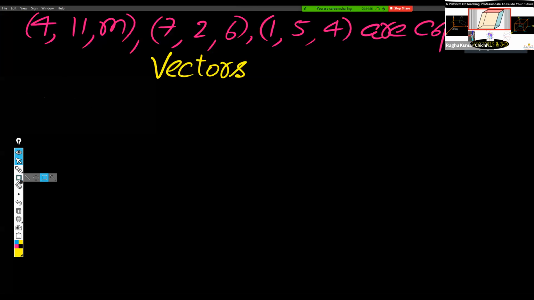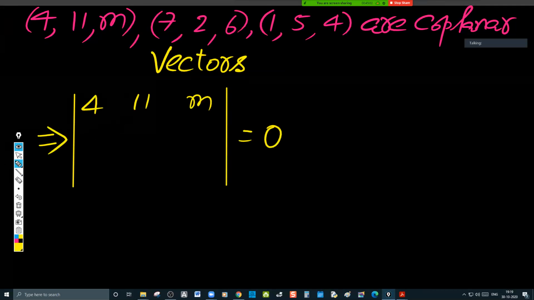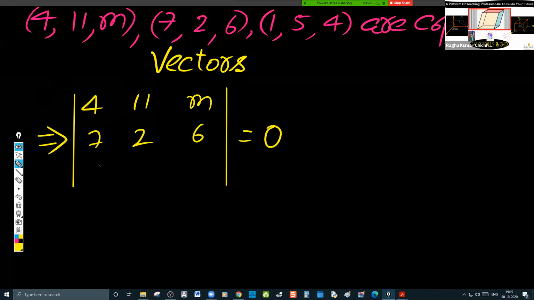It is a straight question, so this determinant becomes 0. Straight away, come on, help me out in solving this determinant, please. Pranit, please work out this: 4, 11, m; 7, 2, 6; 1, 5, 4. It must be 0. Then what will it be? This is 4 into, I'm writing directly, 8 minus 30, minus 22.